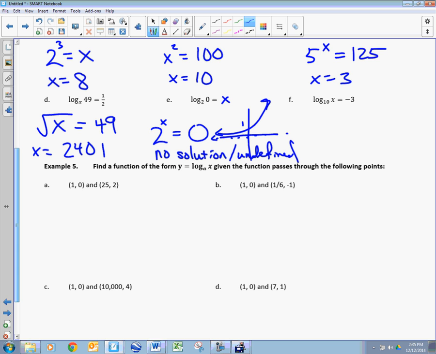Log base 10 of x is equal to negative 3. That means 10 to the negative third power is equal to x. If you take 10 to the negative third power, you get 1 over 1,000.